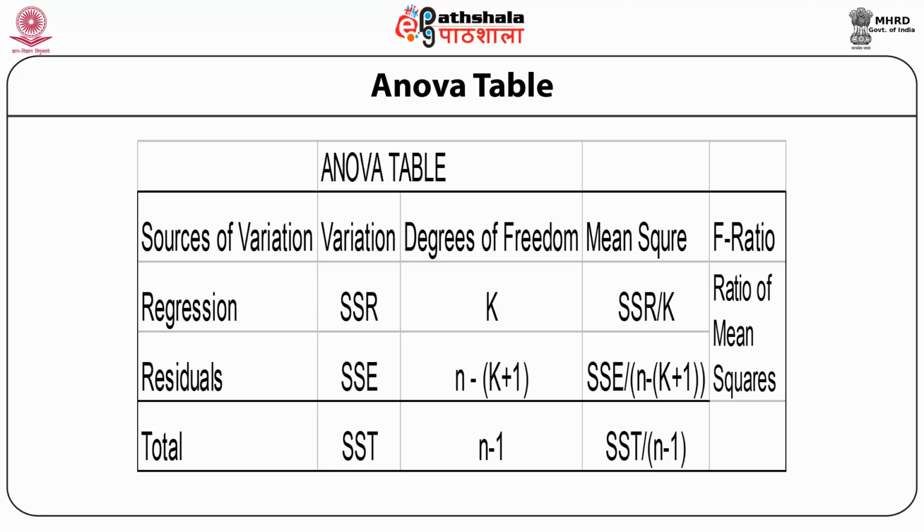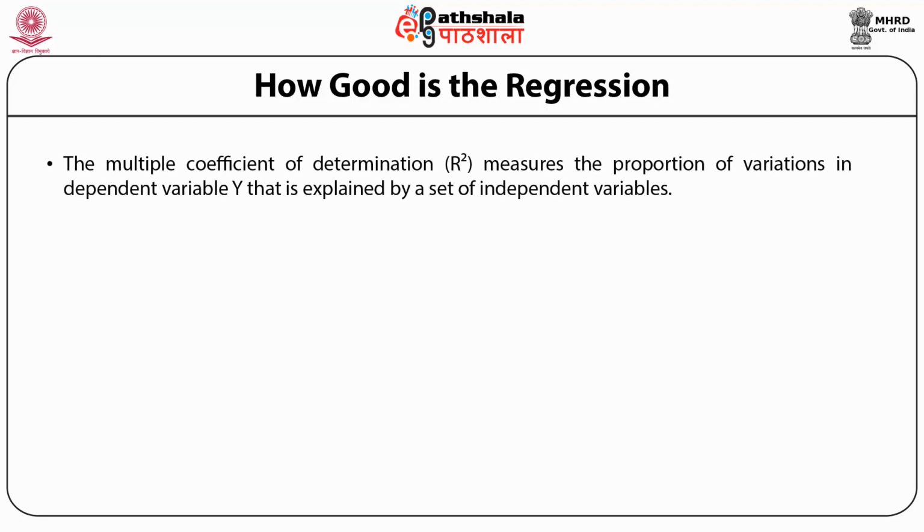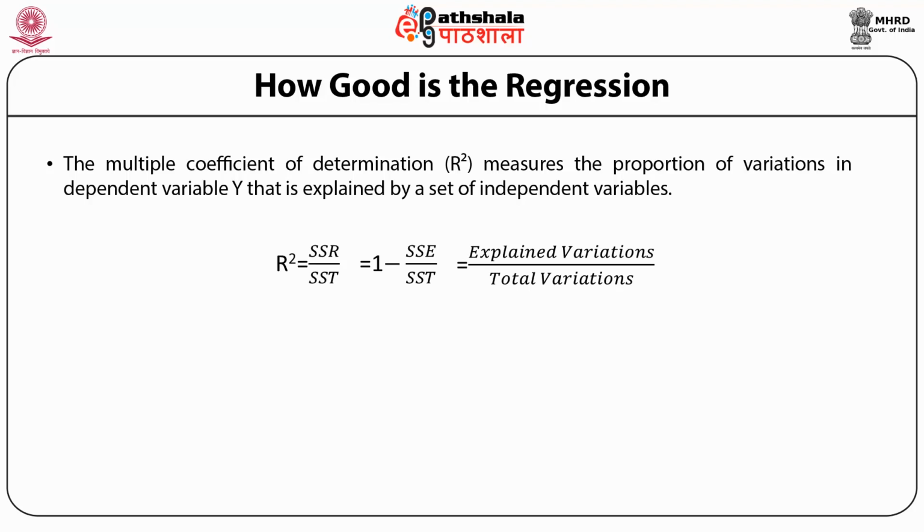Here we can see that the F ratio is a ratio between the MSR and MSE. MSR means the mean of the square of the regression, and MSE the mean of the square of the error. How good is the regression? You must be remembering that in simple regression analysis we calculated the coefficient of determination, R square. Here we need to calculate the multiple coefficient of determination, that is R square. So R square is equal to variations explained divided by the total variations, so it is equal to SSR upon SST.